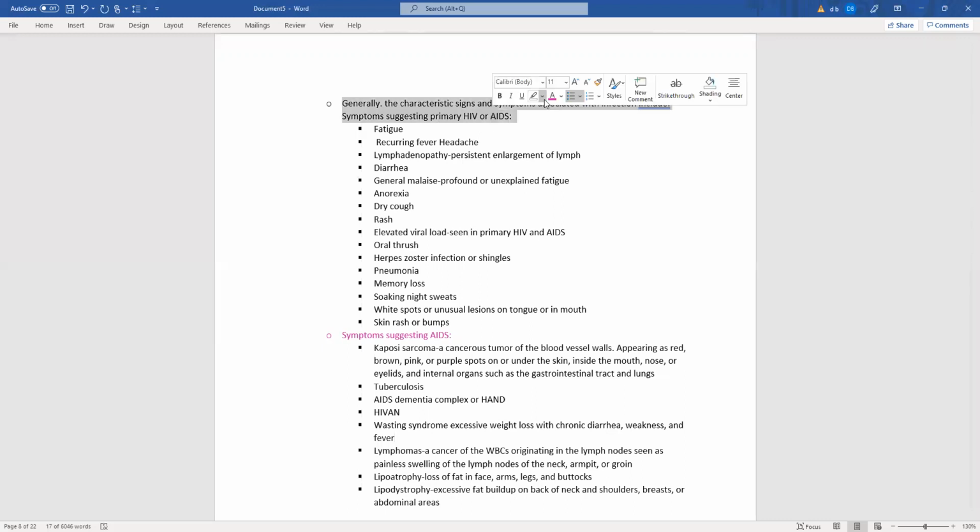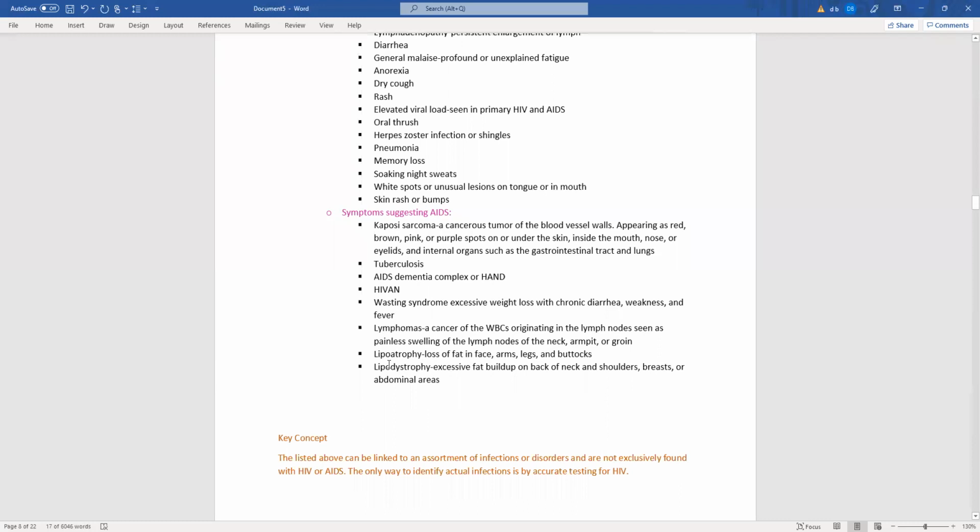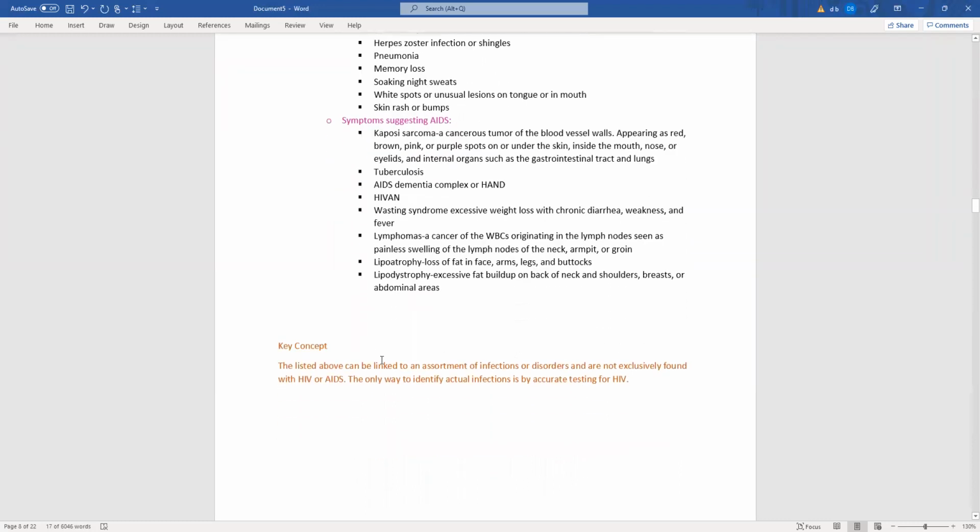A key concept to remember: the signs listed above can be linked to an assortment of infections or disorders and are not exclusively found with HIV or AIDS. The only way to identify an actual infection is to get accurate testing for it. So just because those people have some of these signs or whatever, that doesn't mean they have AIDS. That's not what that means.